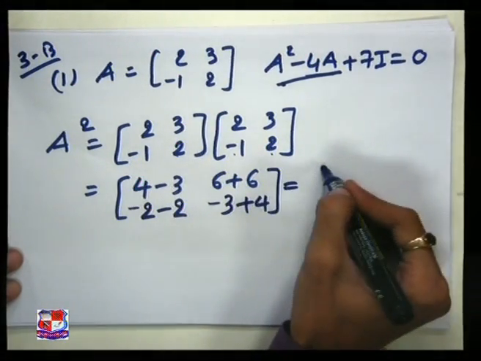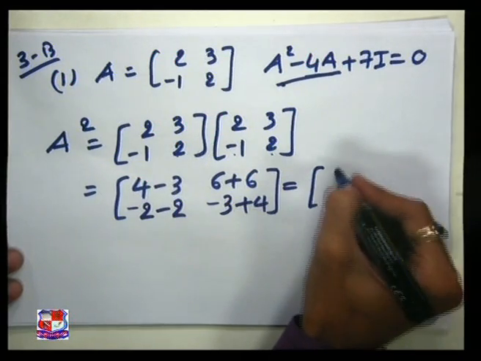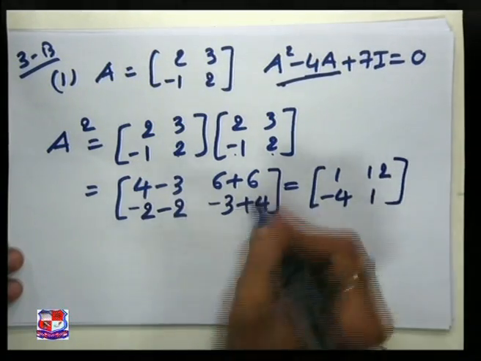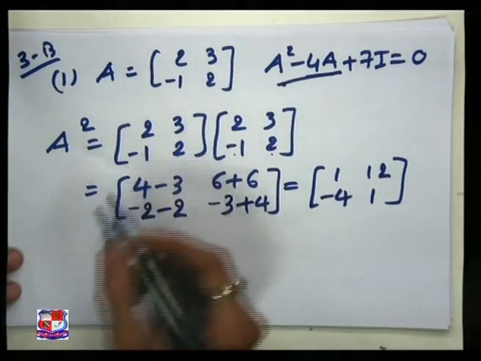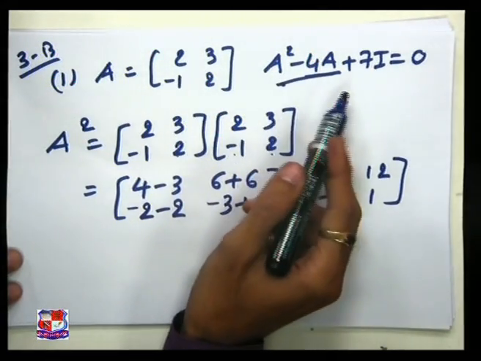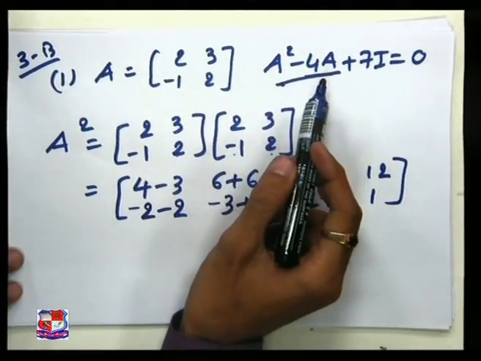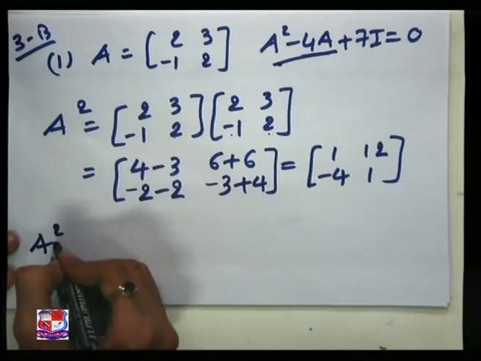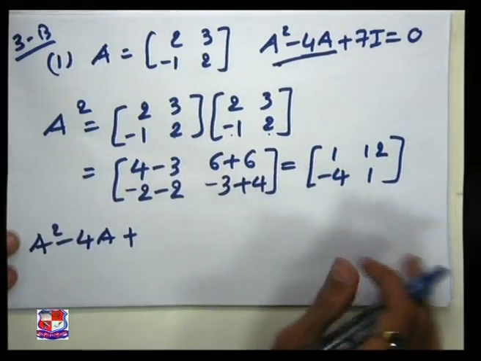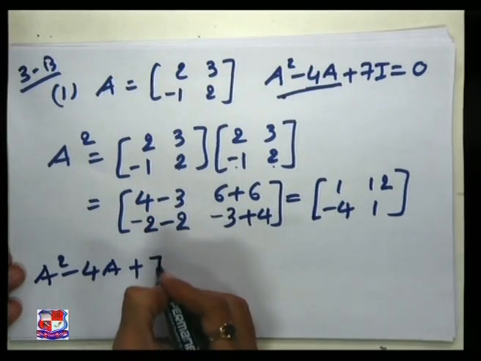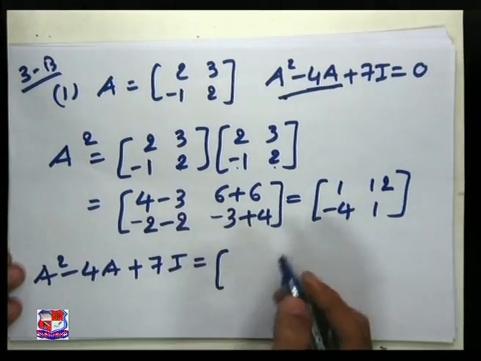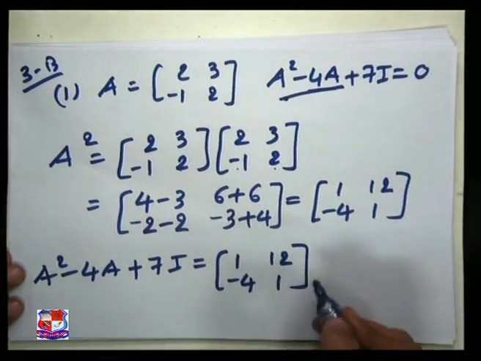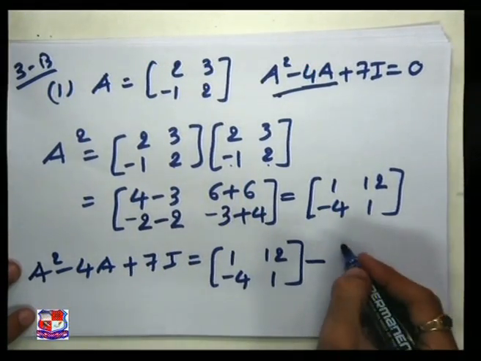So A square will be 1, 12, minus 4, 1, after simplifying. Now if we move to A square minus 4A plus 7I, we need to prove that it is equal to null. So here A square minus 4A plus 7I is equal to A square, that we have got as 1, 12, minus 4, 1, minus 4 into A.